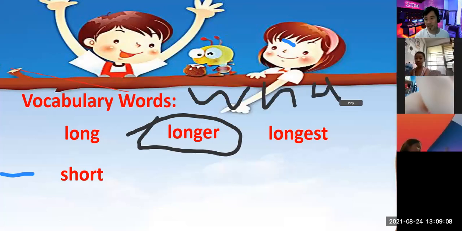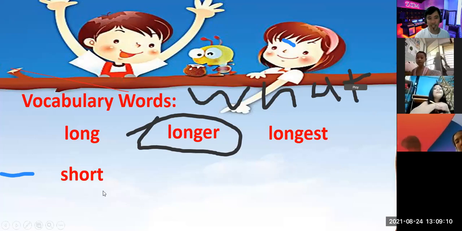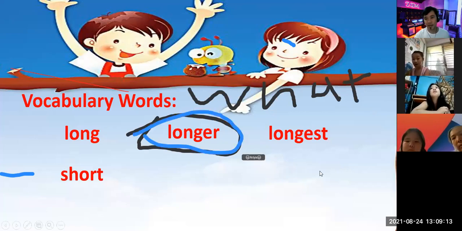AG is here with us. AG, can you help me? What is short in Thai? AG. Okay, what is short in Thai?